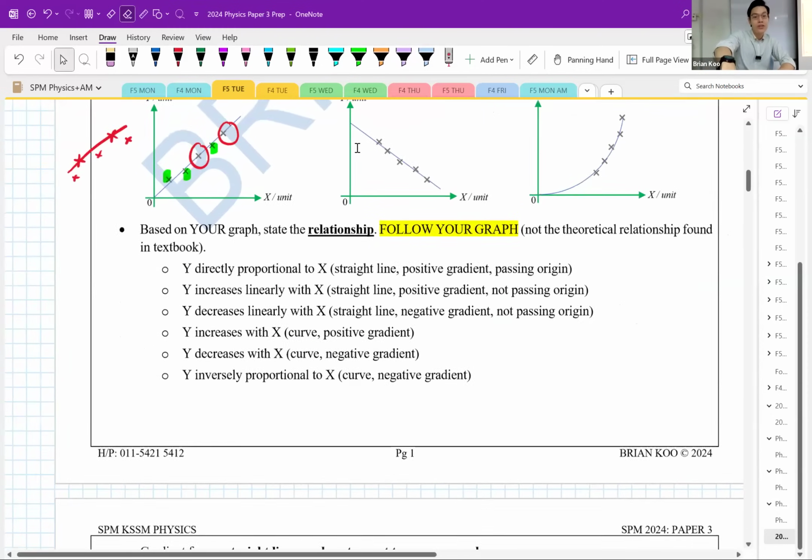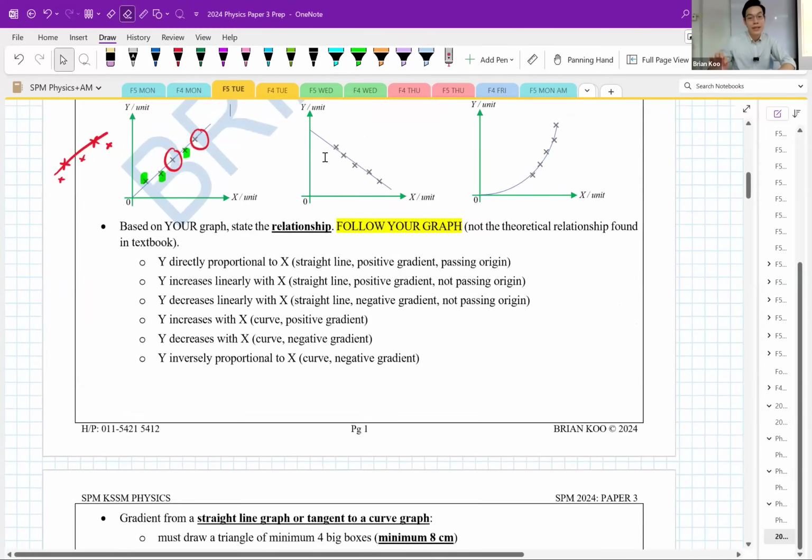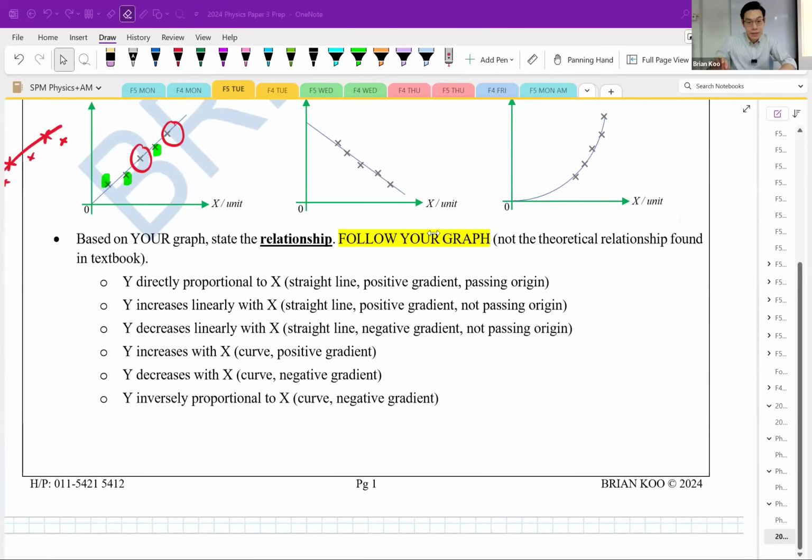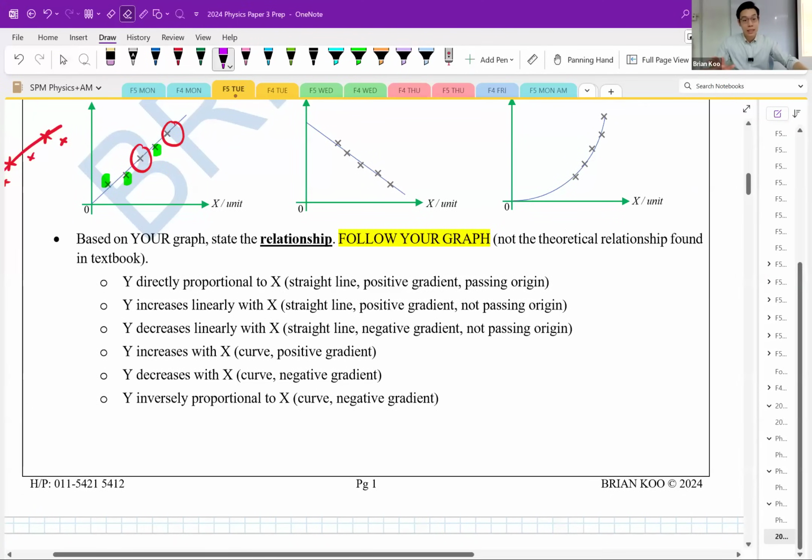Okay. Now, after you draw the graph, confirm they will ask you the relationship. Now the thing is, follow your graph. Follow your graph, not the theoretical relationship in the textbook. Okay. So we are expecting that this year most probably is directly proportional, right? Directly proportional, which means it will look like this.